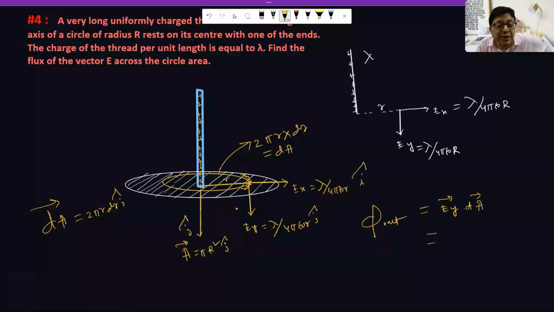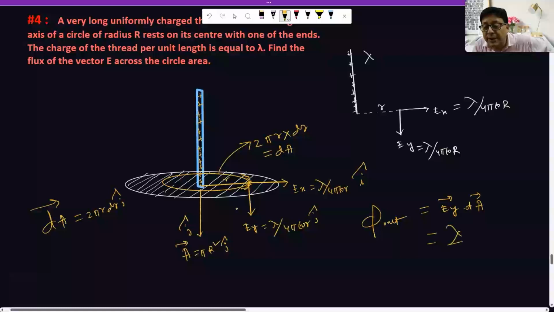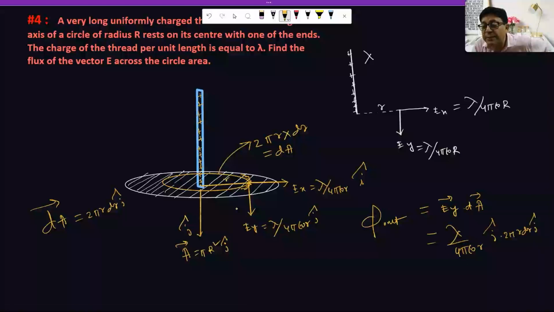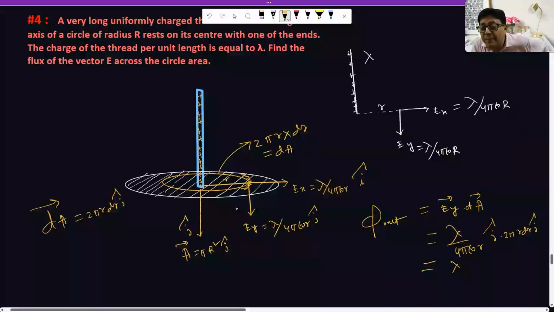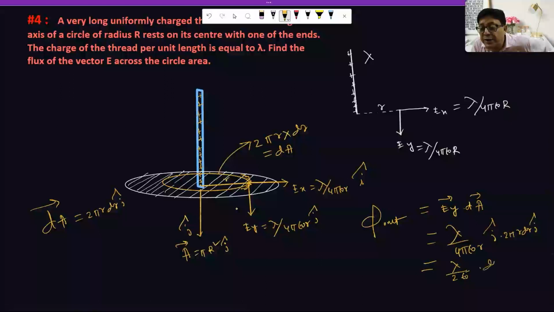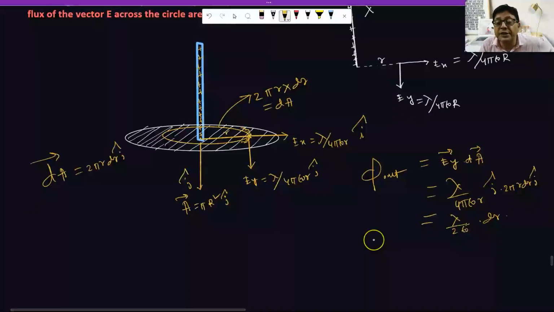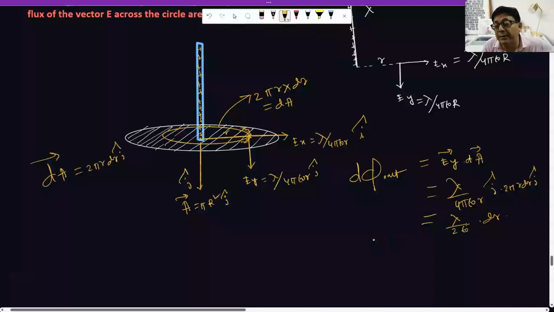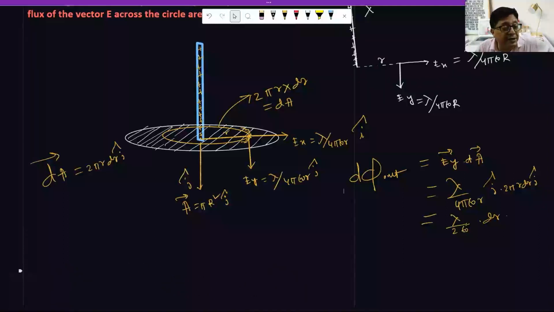So you write Ey first. Lambda by 4 pi epsilon 0 r j cap dot 2 pi r dr j cap. Clear? So r is getting cancelled. It will be lambda by 2 epsilon 0 into dr. Am I correct? This is d phi out through the elemental portion. So net flux coming out, now calculation is very easy, just integrate.